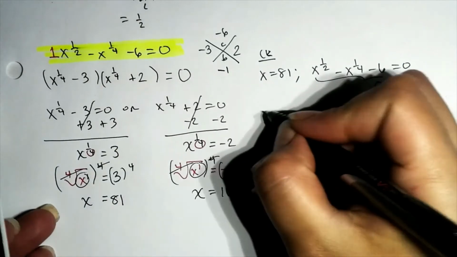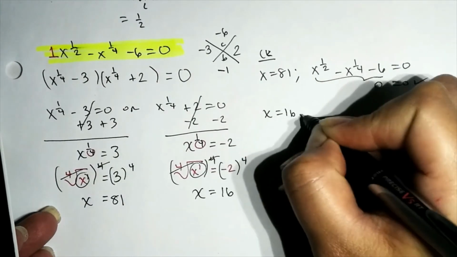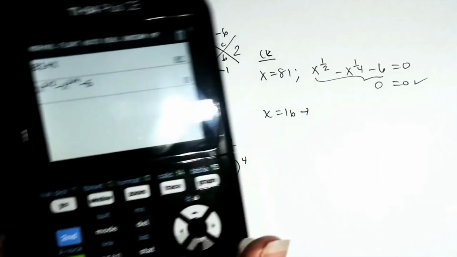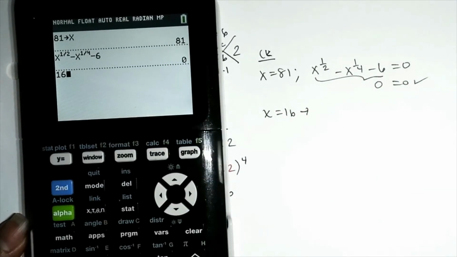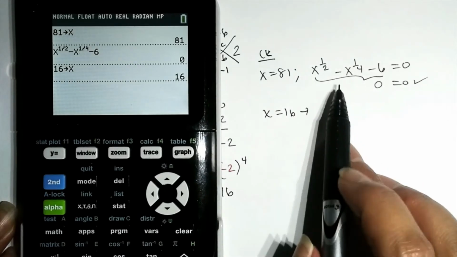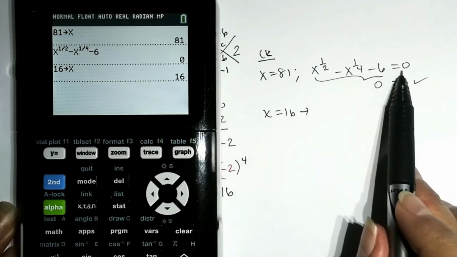So our other proposed solution is 16. And let's see what that will give us. So let's store 16 for the variable x. So we have 16. Let's store it as x. And let's go ahead and check it. And hopefully the left side also gives us 0.